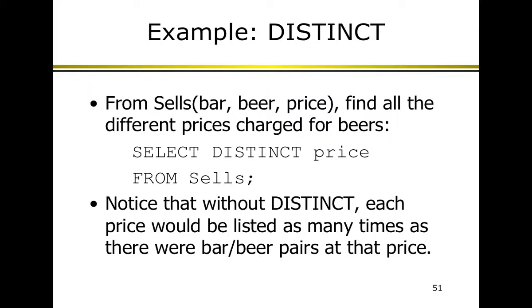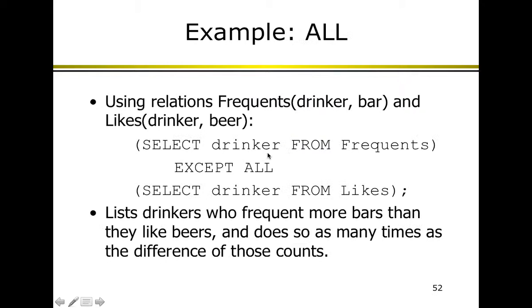Notice that without distinct, each price would be listed as many times as there were bar-beer pairs at that price. So distinct is giving us 1 each.